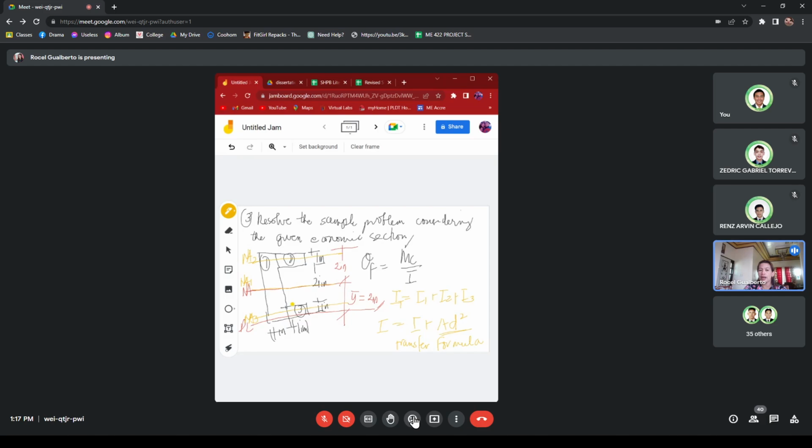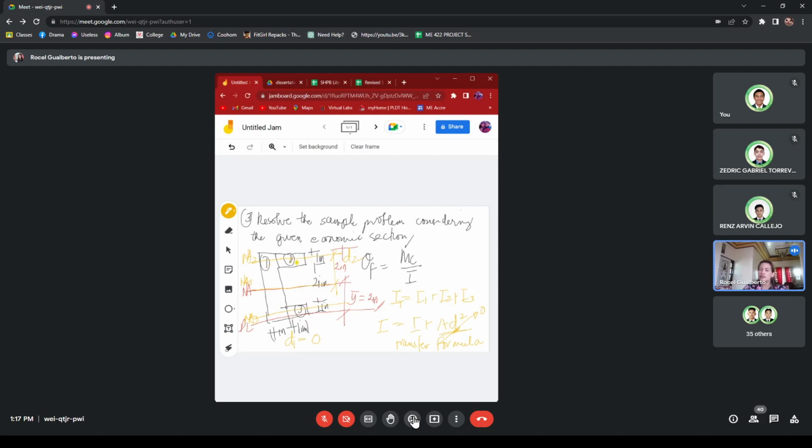Nakuha po ba? Naintindihan po ba? Kasi po, nag-coincide po sila. And if the two coincide, then therefore, your transfer formula will become 0. So, in this case po, sa I1, magiging yung transfer formula po natin magiging 0 at matitira na lang po is the value of I. So, ganun po yung mangyayari kapag siya po ay nag-coincide.